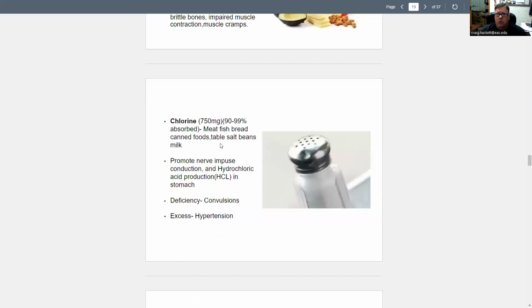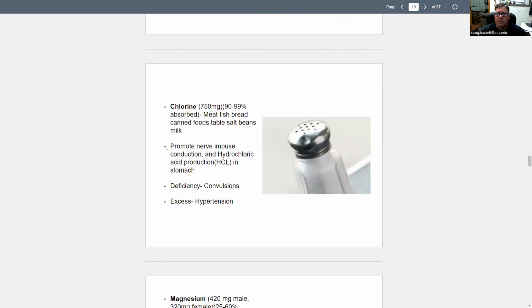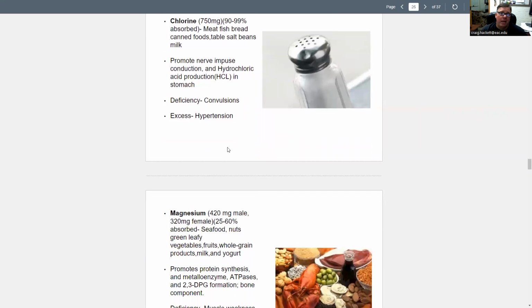Okay, chlorine, you may understand or recognize. Chlorine is usually bound with sodium, so we get sodium chloride, which is table salt. This is really important with nerve conduction, so we get plenty of this. We absorb it super well. Right, there you go, 90 to 99% absorption. We do this really well, and we get it in everything we eat, and we add it to our foods as well.